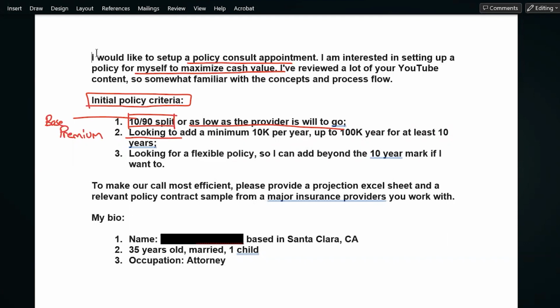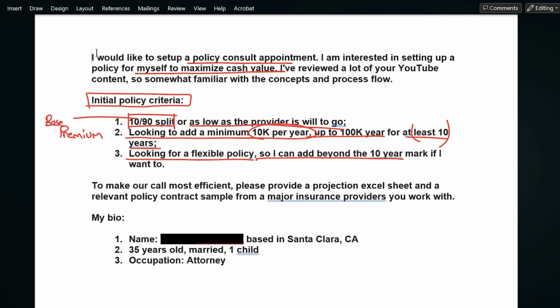We've got looking to add a minimum of $10,000 per year, but also go up to $100K per year for at least 10 years. Here we've got at least. You are going to see 10-year funding scenarios, but we do have the option built in where he can pay into it longer because he did specify at least 10 years, not just 10 years. Point number 3, looking for a flexible policy. So company selection is going to be very, very important here, but flexible policy so I can add beyond the 10-year mark if I want to.